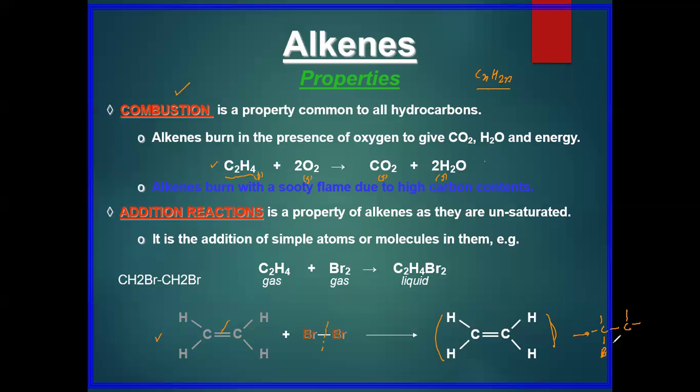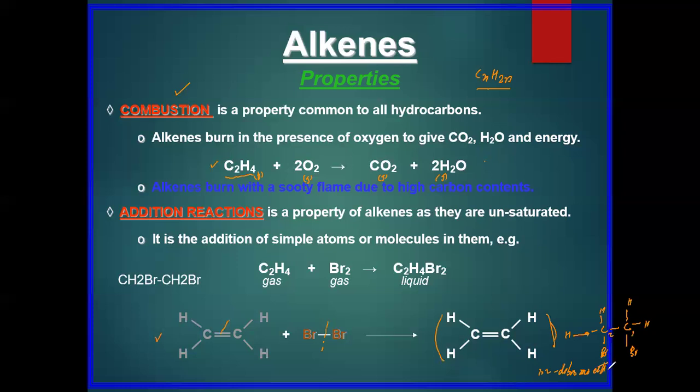One Br will be attached here, one Br will be attached here, one on one carbon, the other on another carbon. Hope you understand. So this is known as 1,2-dibromoethane. 1, 2 are the positions of the Br atoms. 1,2-dibromoethane.